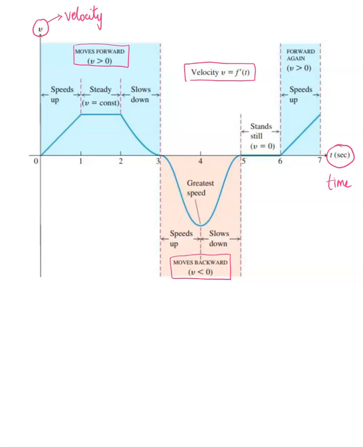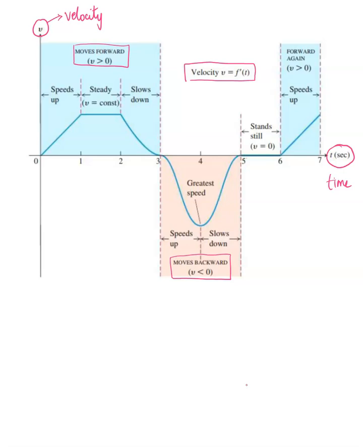Now, if we rewrite this whole thing, this velocity, instead as a speed, that means this portion that is happening below, I should say this pale orange shaded region, has to be flipped to the space above the x-axis. It should go above the x-axis if we want to talk about the speed, because speed can only be positive. But when they say greatest speed, we're talking about the absolute value. The absolute value of v would give us the speed, right?